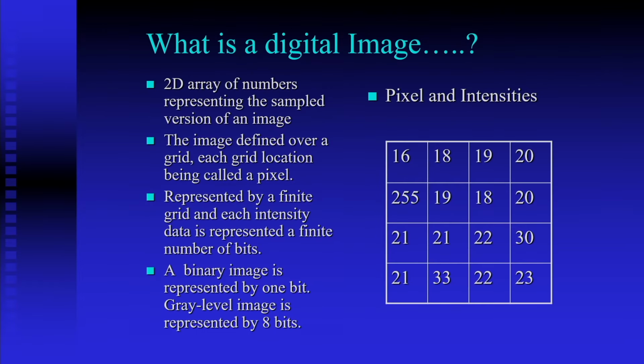So what is a digital image? The digital image is nothing but a 2D array of numbers representing the sampled version of an image. The image is defined over a grid, and each grid location is called a pixel. These are the pixels, represented by a finite grid, and each intensity data is represented by a finite number of bits. That concept I can explain like this. Suppose the size of the image is m cross n, that is, m is the number of rows and n the number of columns. And suppose I am considering L grayscale values, 0 to L minus 1, which can be normalized between 0 to 1.